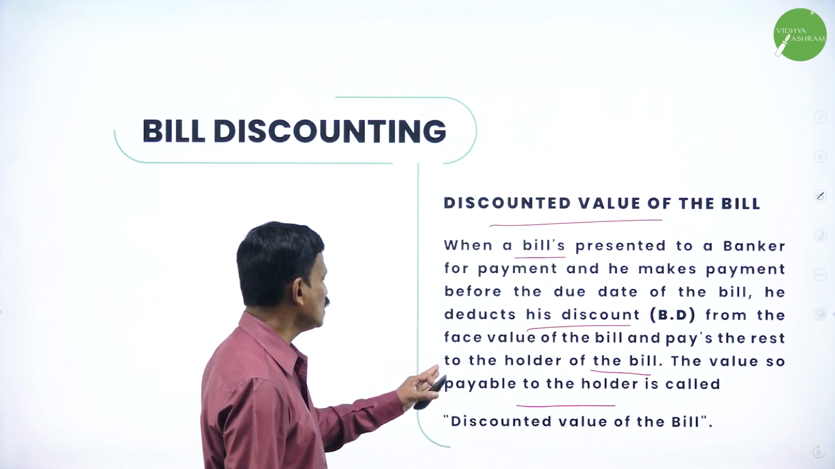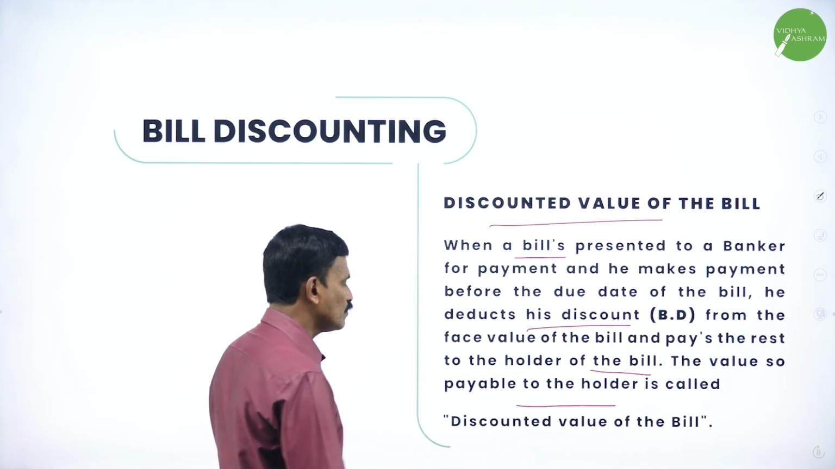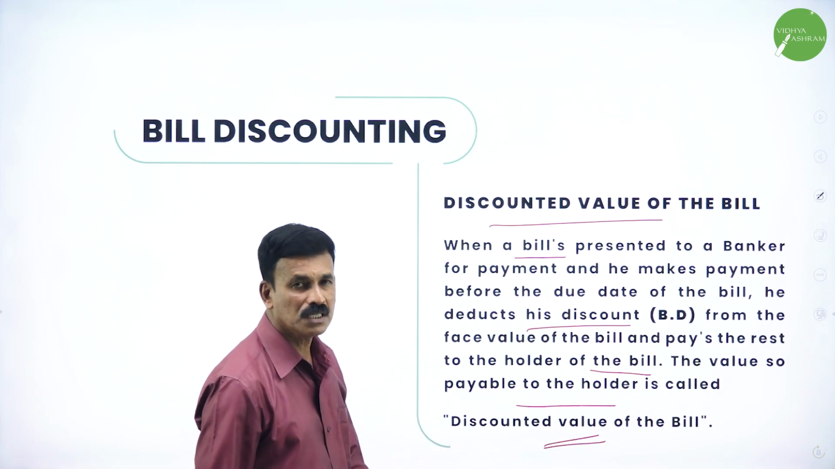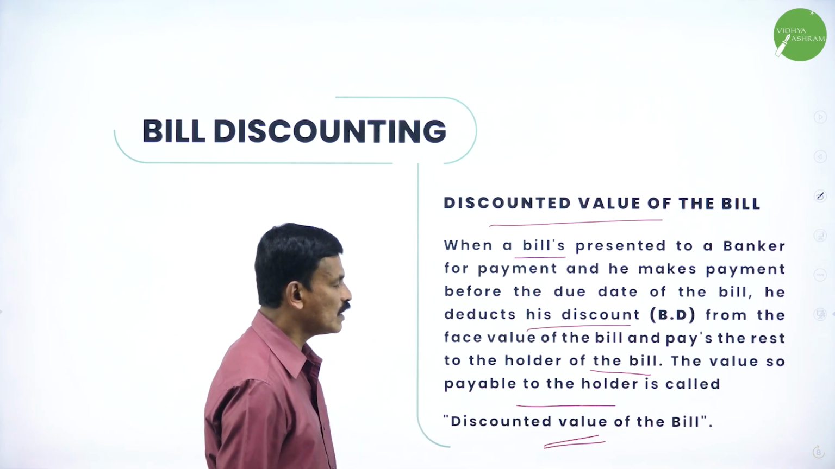The value so payable to the holder is called the discounted value of the bill. That is, whenever he pays the bill before the due date, whatever the difference he is going to get is called the discounted value of the bill.